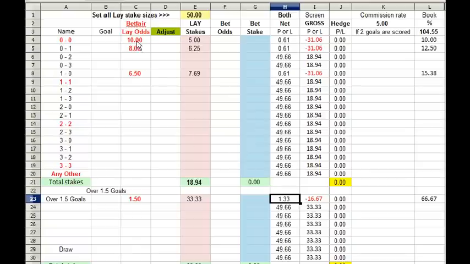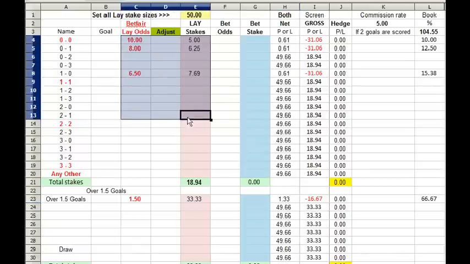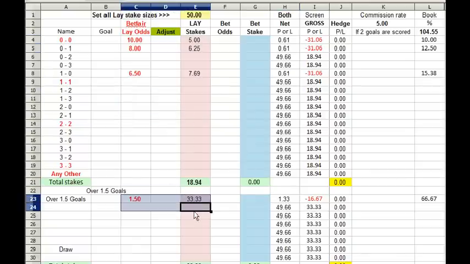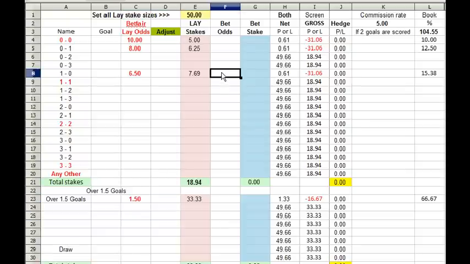So if you're wanting to lay a few scores for an equal profit or loss in two markets and bet the occasional one to help your trade along, this could be a good spreadsheet to use to show your overall position across the two markets after commission.